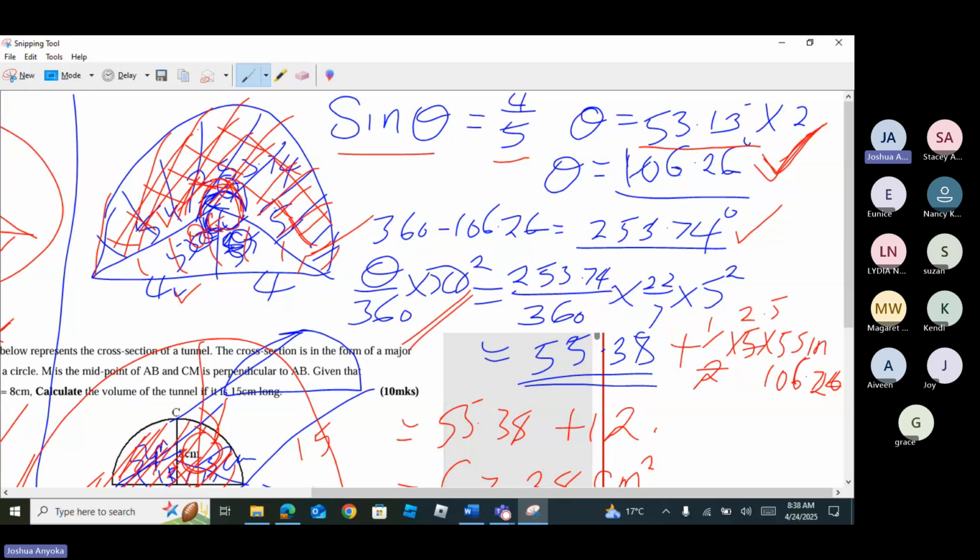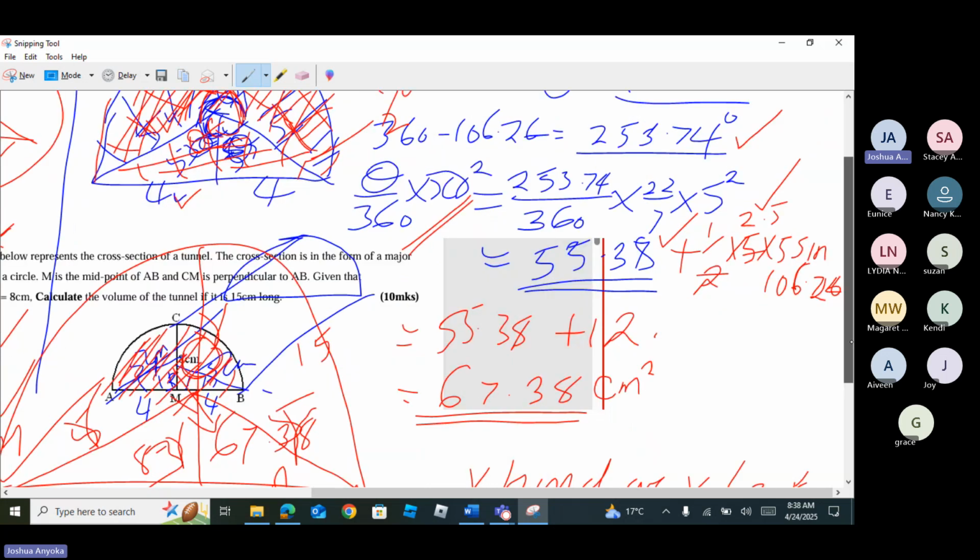Substitute 253.74 over 360 times 22 over 7 times 5 squared. We have 55.38. That is the area of the sector. Now we need the area of the triangle. Area of triangle, we use the formula a half AB sin theta. So a half times 5 times 5, angle between the two radius is 106.26. So we have 12.